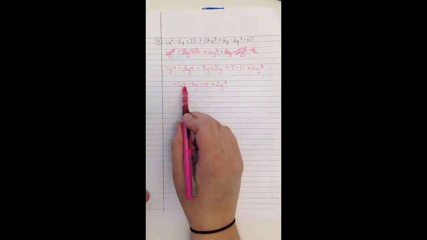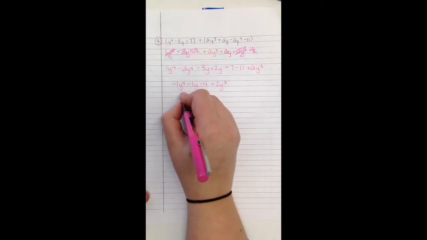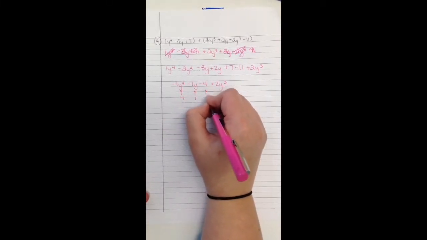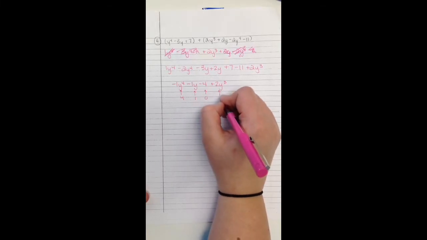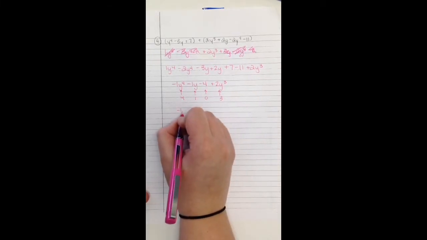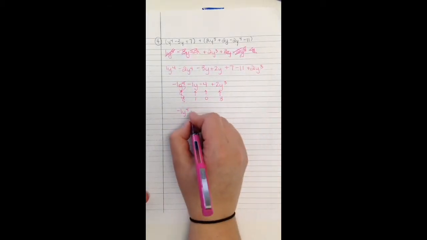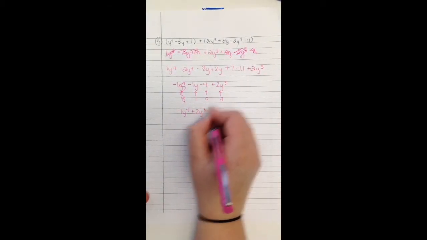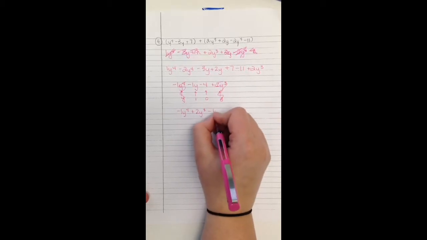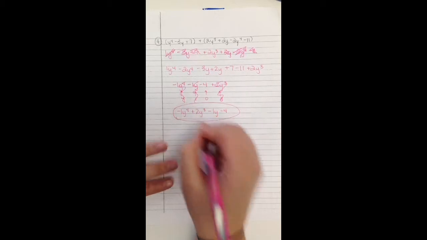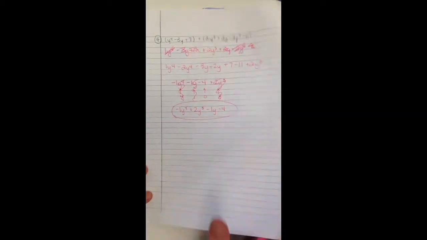This one is not ordered from greatest to least, so we have to rearrange it. This one's degree is 4, this one's degree is 1, this one's degree is 0, this one's degree is 3. So I have negative 1y to the 4th, okay, dealt with that one, plus 2y cubed, dealt with that one, minus 1y, minus 4. And that's the finished product.